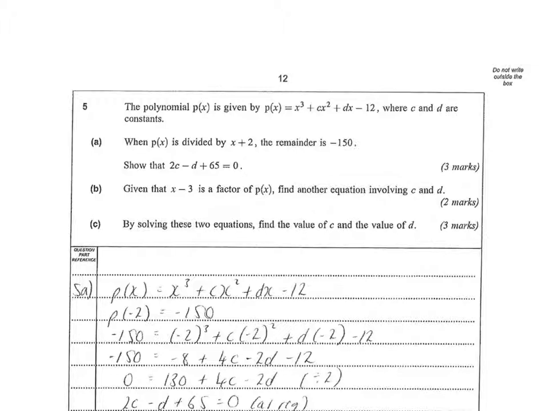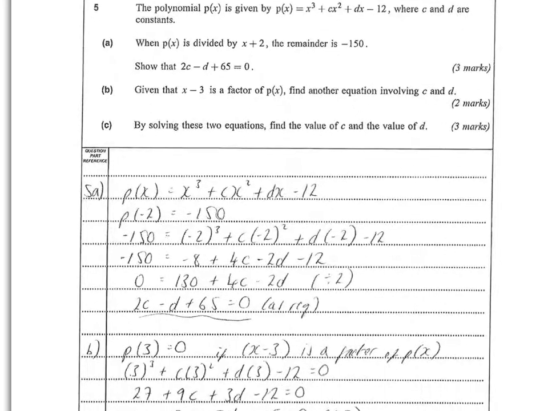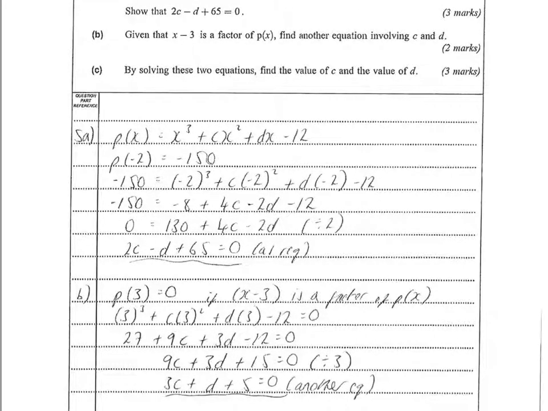In the first part, you're told if you divide p of x by x plus 2, the remainder will be -150. Just think how you would use the remainder theorem. You put -2 into p, and we know the answer should be -150. So as you put -2 into your p equation, we know it equals -150. This is then simplified, as you can see, to lead to the given answer.